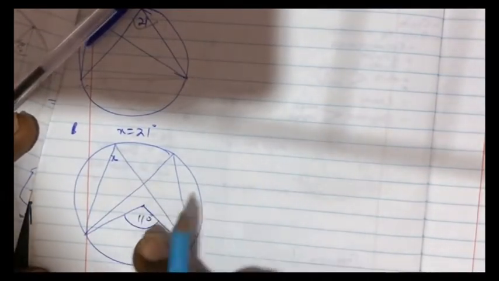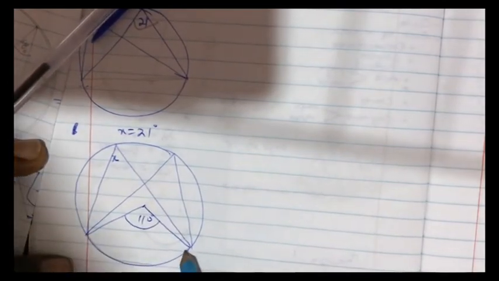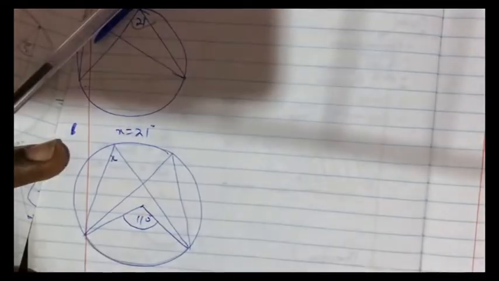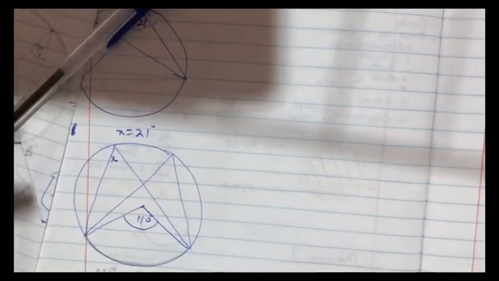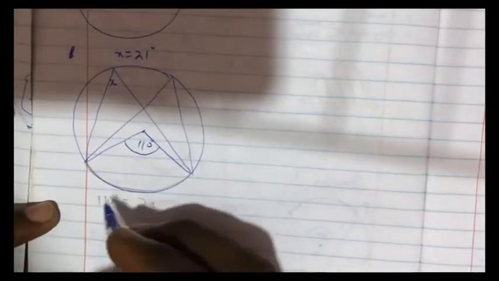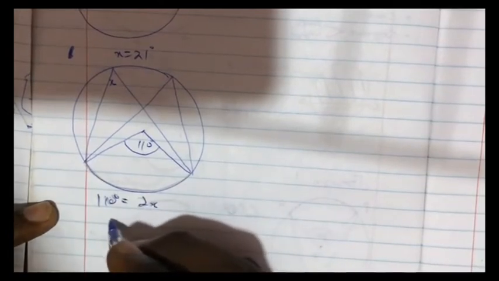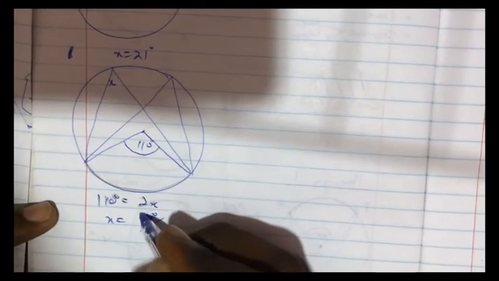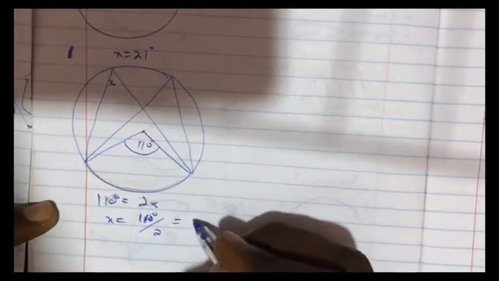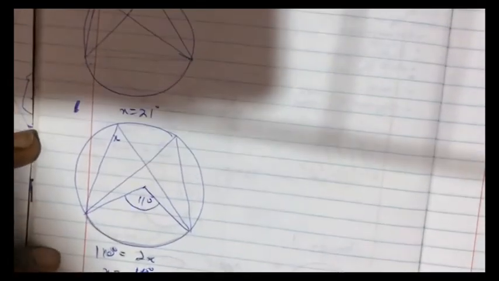So we said that the angle that this arc subtends at the center is twice that which it subtends at the circumference. So you can say that 110 degrees is equal to 2x. So x will be equal to 110 degrees out of 2. So this is just 55 degrees. Okay, we have that answer. So you can just say that.